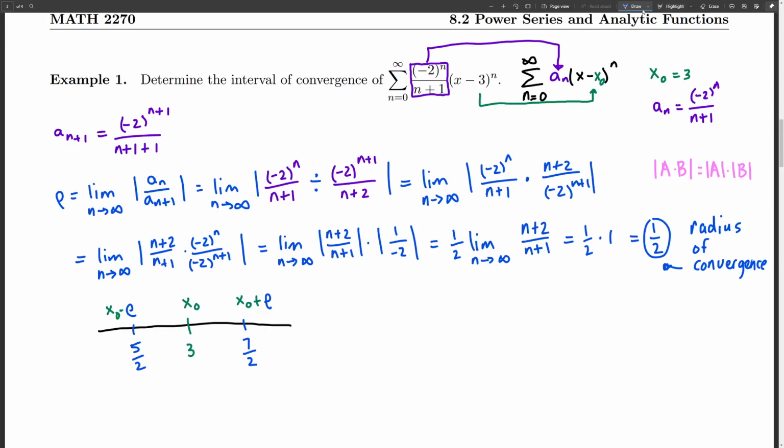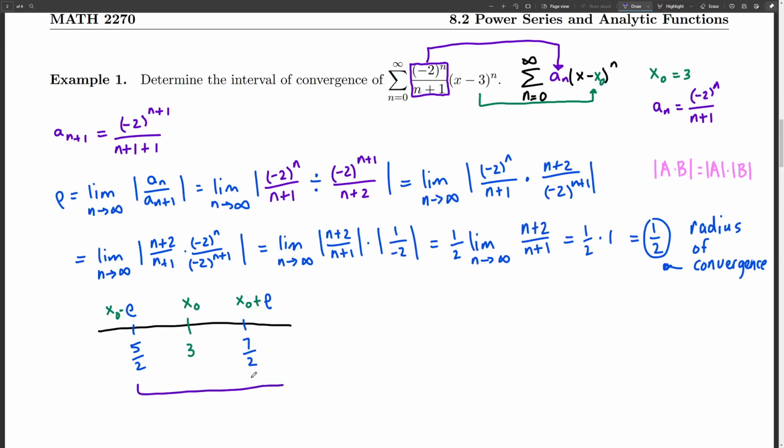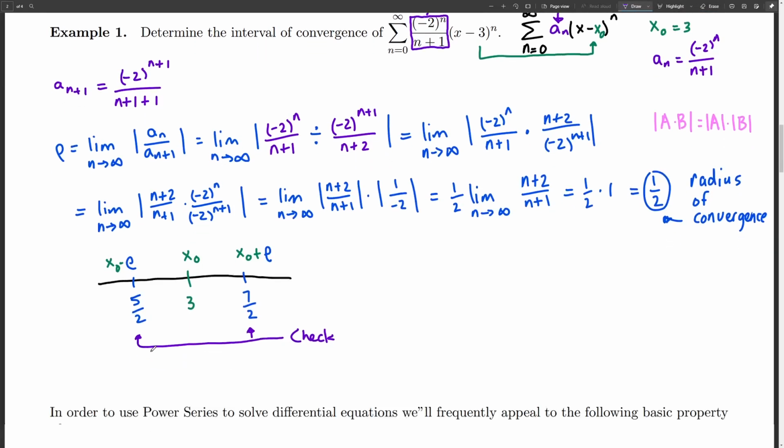And what we need to do is we need to check the endpoints. So that 5 over 2 and that 7 over 2, these need to be checked. So let's take a look at 5 over 2 first.